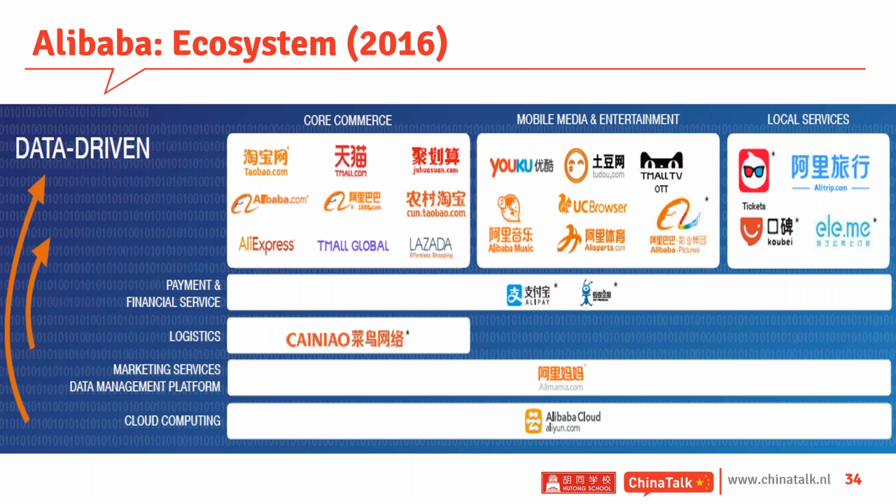Then Alimama, which you see below that, is basically the system which brands can use to advertise on all of these different Alibaba platforms. And that is where Alibaba makes most of its money, because they don't really earn a lot of money from sales, but they earn money from facilitating the sales. Merchants can buy banners and can buy search engine advertising within the Alibaba platforms. And all of this is run, of course, on servers and computer systems, and that is AliYun or Alibaba Cloud.